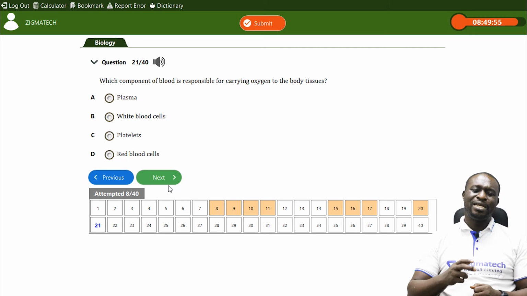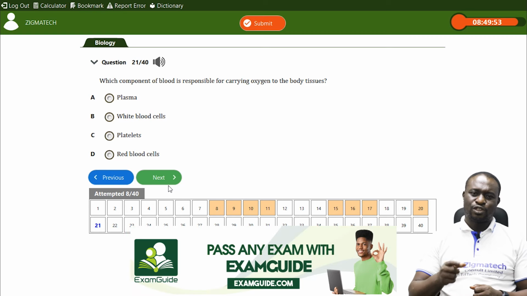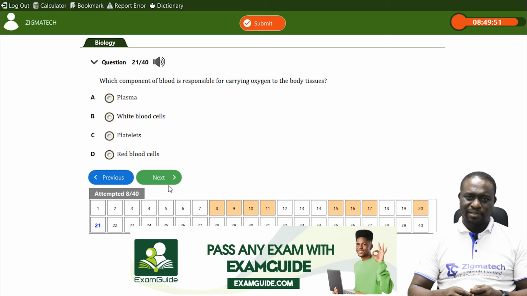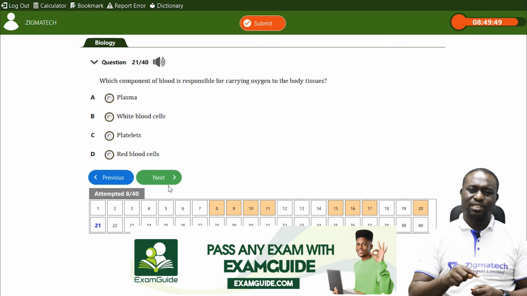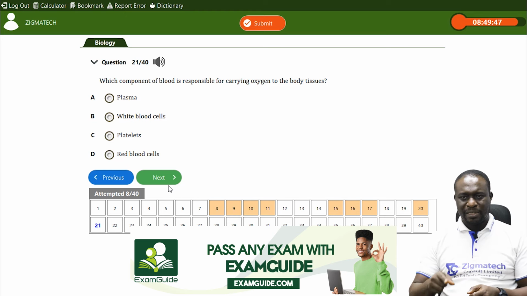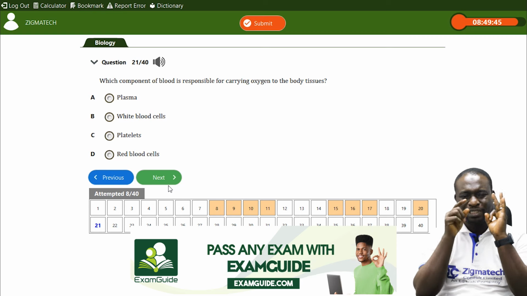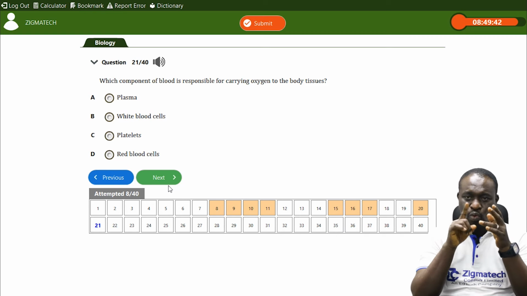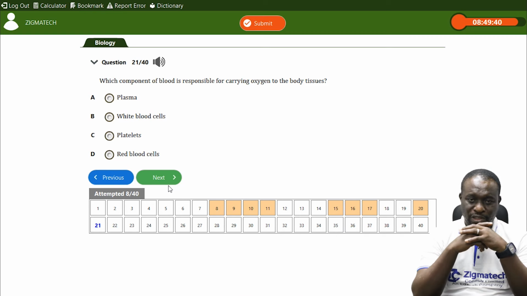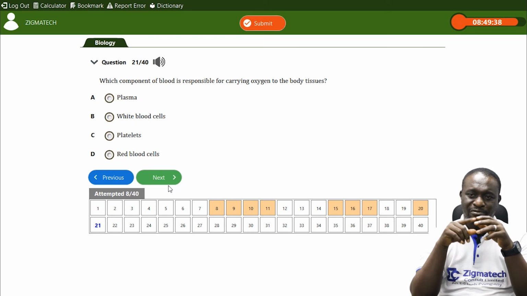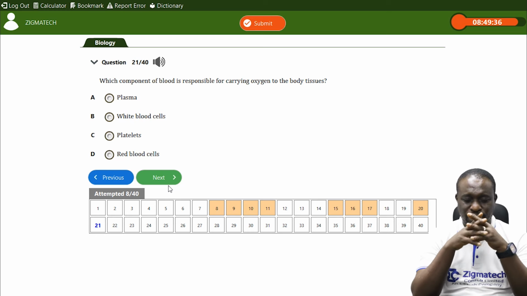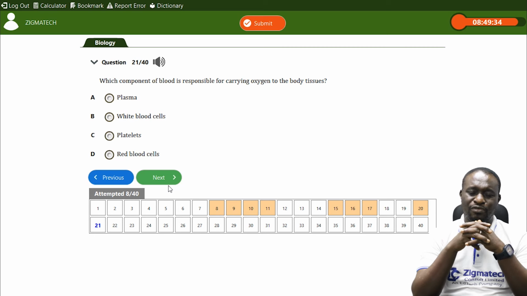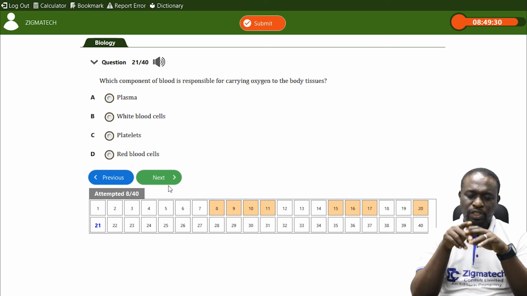Option C says platelets. Platelets are also called thrombocytes. They are a part of the blood cells. Remember, I said there are three blood cells. We have the white blood cells, which we mentioned in option B, and we have the platelets, which is option C. The major function of the platelets is clotting of blood.